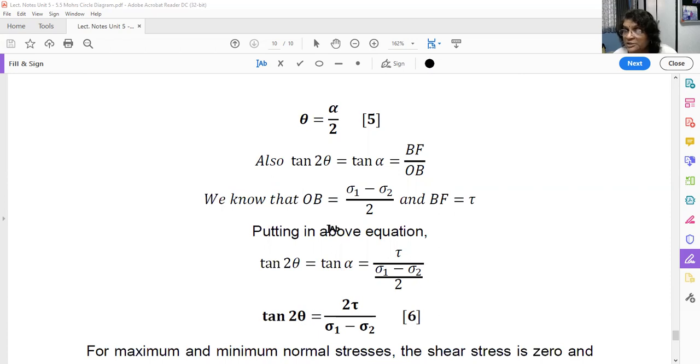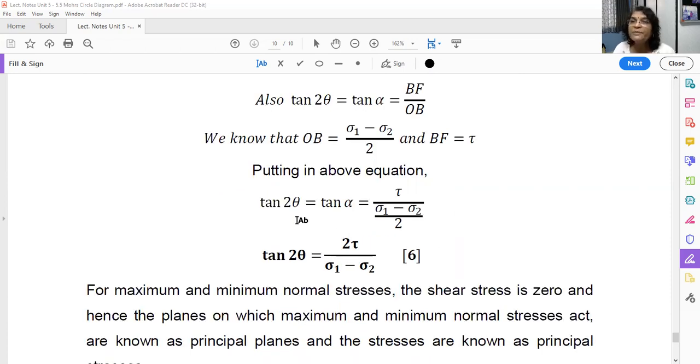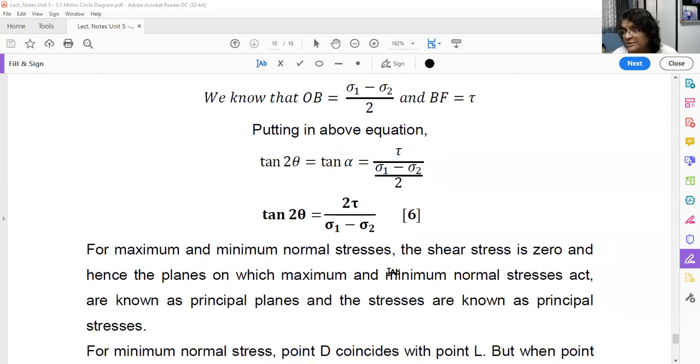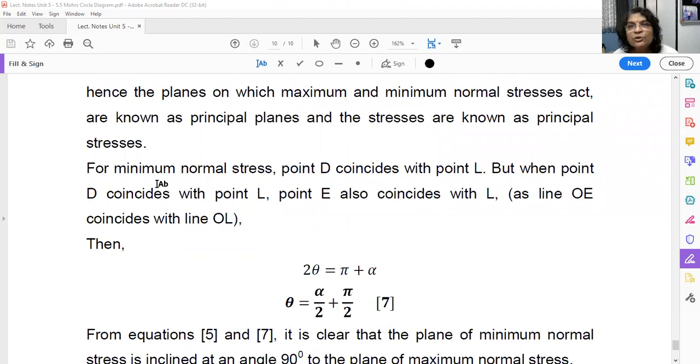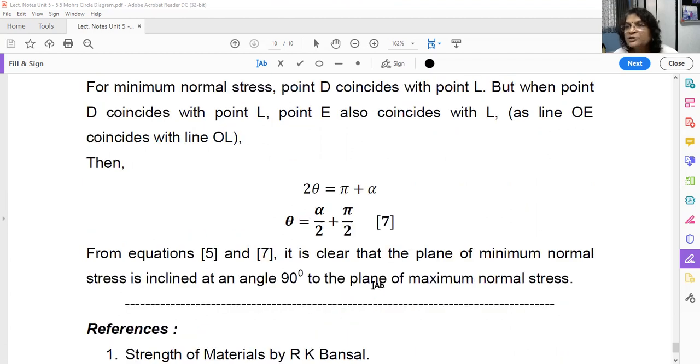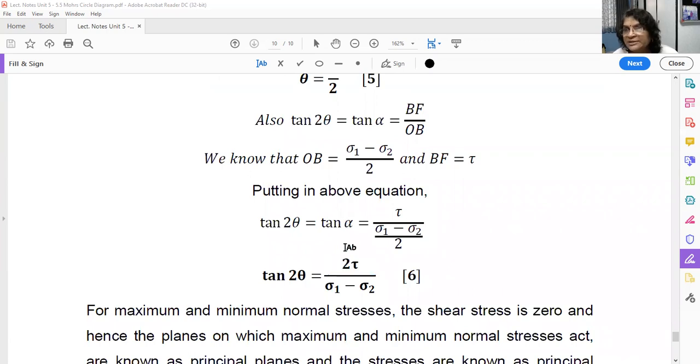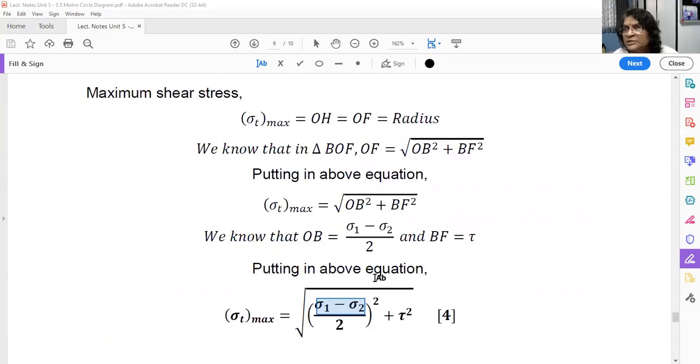Please understand that for a principal plane, angle 2 theta is equal to alpha. For maximum and minimum normal stresses, the shear stress is 0, and hence the planes on which maximum and minimum normal stresses act are known as the principal planes, and the stresses are known as the principal stresses. I will explain tan 2 theta again. For minimum normal stress, angle 2 theta will become alpha plus pi, so theta is equal to alpha by 2 plus pi by 2. This is the last point.